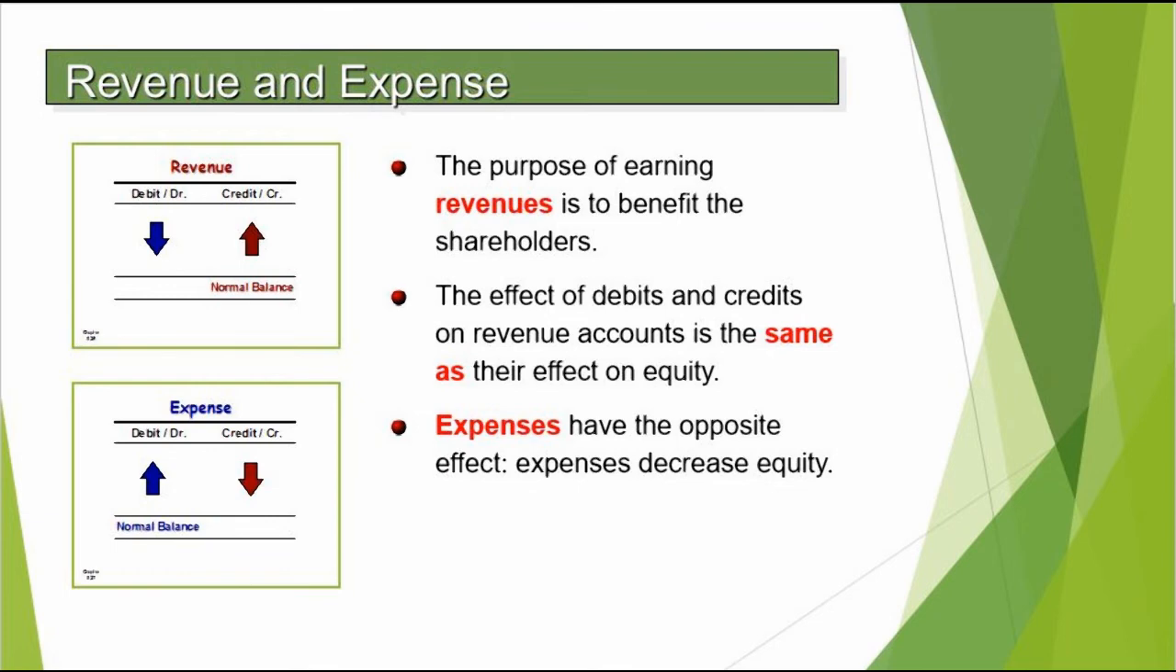Next is about expenses. Expense has the opposite effect. Expense will decrease the equity. Since expense decreases net income and revenue increases it, it is logical that the increase and the decrease side of the expense account should be the reverse of the revenue account. Thus, debit will increase the expense account and credit will decrease the expense account.